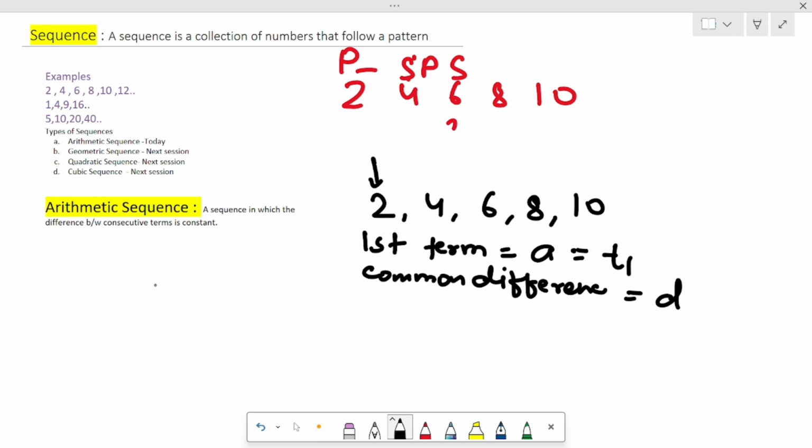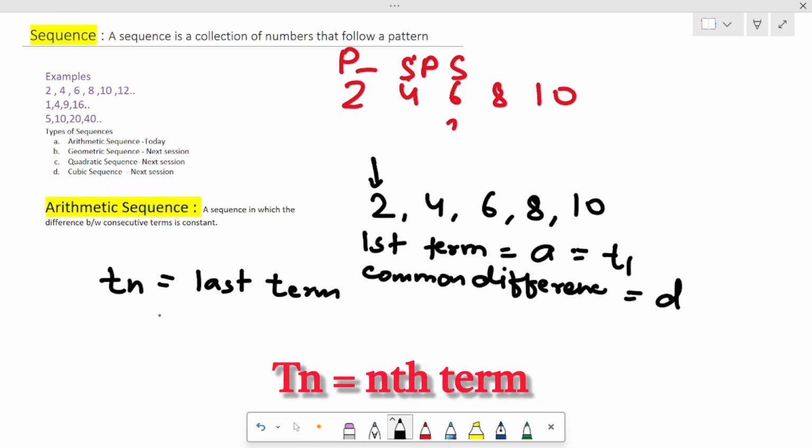So in some cases they ask what will be the Tn or the last term. Okay, so how can we find the Tn? There is a formula. Tn is equal to A, the first term, plus (n minus 1) in brackets, multiplied by D, which is the common difference. So here A is the first term, and D is the common difference.